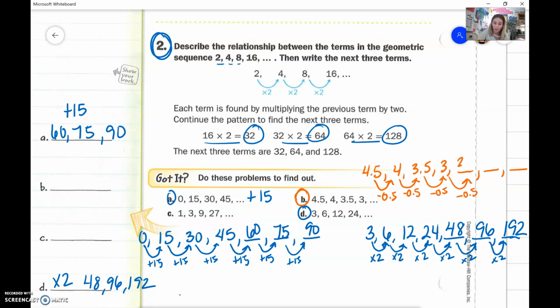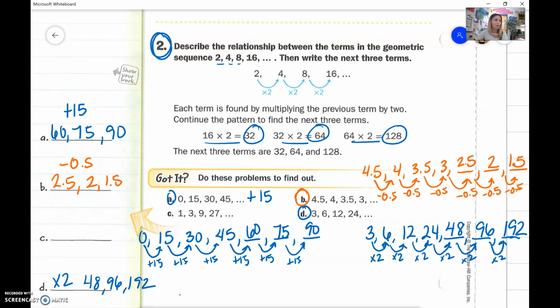So I'm going to subtract 0.5, and I'm going to get 2.5. I'm going to subtract 0.5, which gives me 2. I'm going to subtract 0.5, which gives me 1.5. So my rule for B is subtract 0.5, and my numbers are 2.5, 2, and 1.5. I'm not sure if you can see that decimal in there, but it's there.